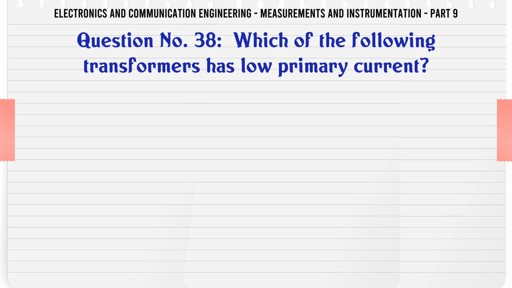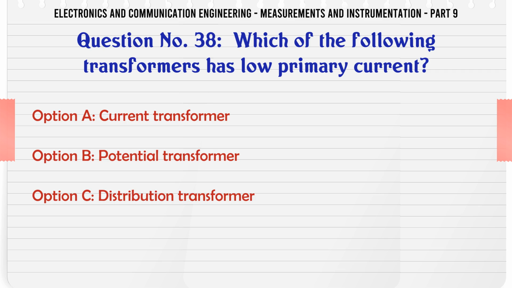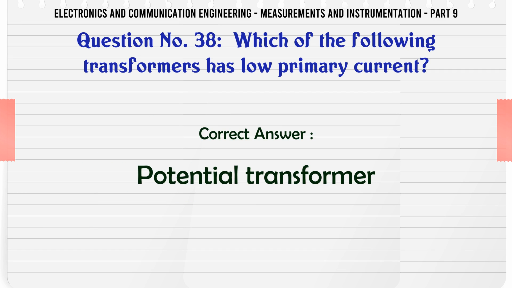Which of the following transformers has low primary current? A. Current transformer, B. Potential transformer, C. Distribution transformer, D. Both A and B. The correct answer is potential transformer.